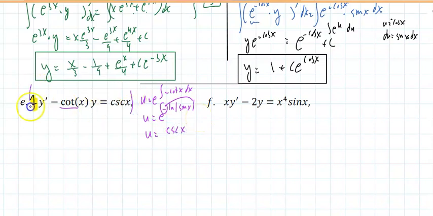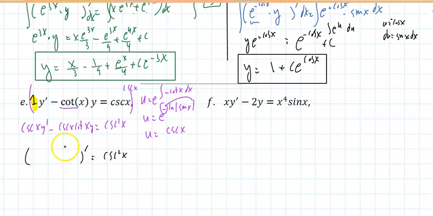So if I multiply this by cosecant of x, I'll be looking at cosecant of x y prime minus cosecant of x cotan of x y equal cosecant squared of x. And I am guaranteed that this would be a product rule. That's the whole purpose of this. This will be cosecant of x times y. And again, take the product rule and you'll get this. Integrate with respect to x, I should say.